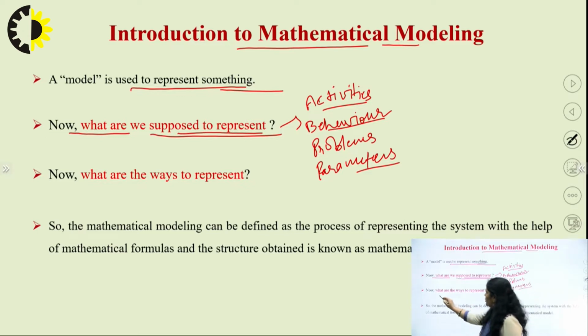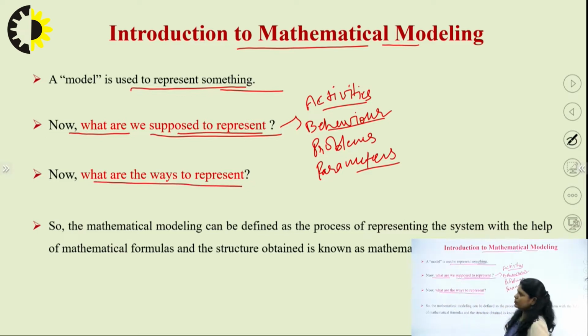Okay. Next is what are the ways to represent, meaning how will we represent these activities or these problems. So we can draw it, or we can represent it with the help of verbal arguments, or we can make a physical structure. Or we can relate the different parameters with the help of mathematical formulas. So these are the different ways by which we can represent the different issues under consideration.